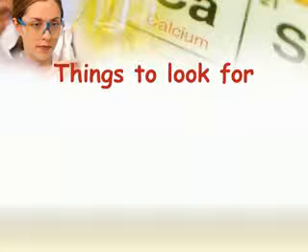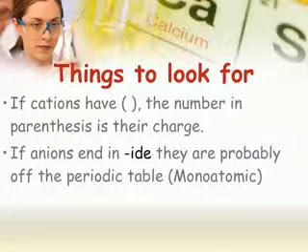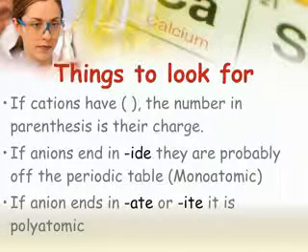Remember the things to look for when writing formulas or naming compounds. If the cations have parentheses, the number in parentheses tells you their charge. So if you need to write a formula and you see that number in parentheses for the cation, remember that's the cation's charge. Anions end in IDE, and if that's the case, they're going to be probably monatomic and you can get them off the periodic table. If it ends in ATE or ITE, then that should trigger a polyatomic name for you. Sulfite, sulfate, phosphite, nitrate, etc.